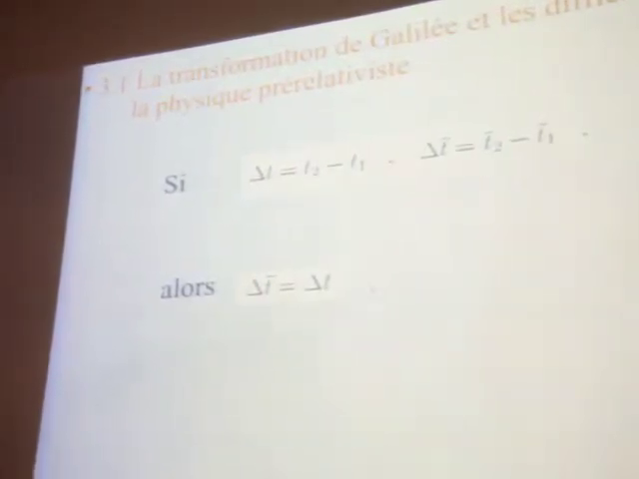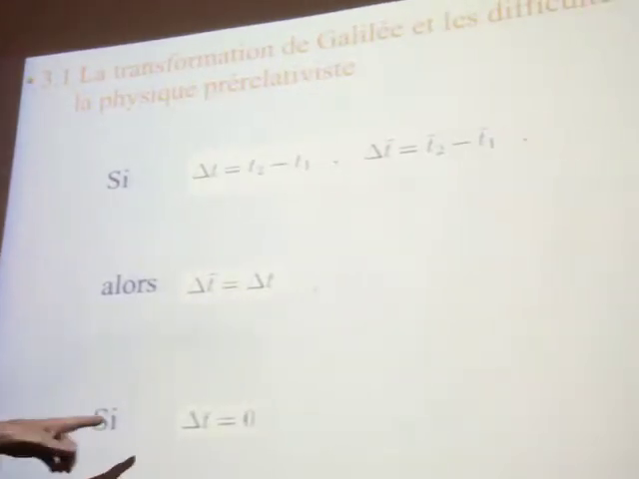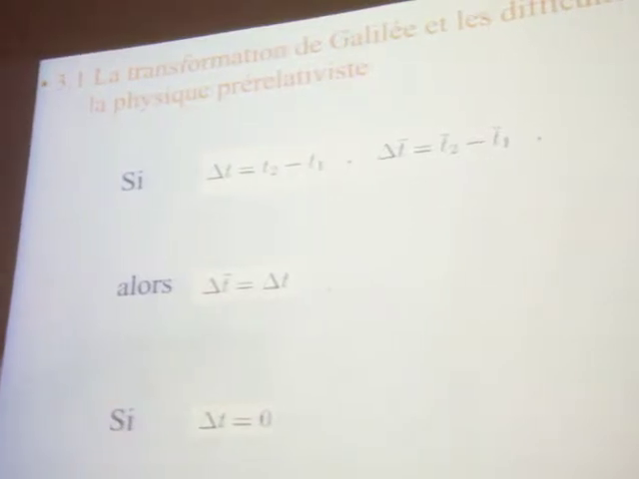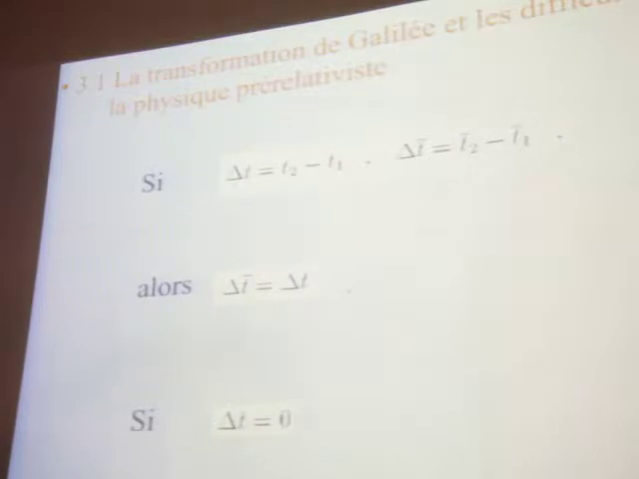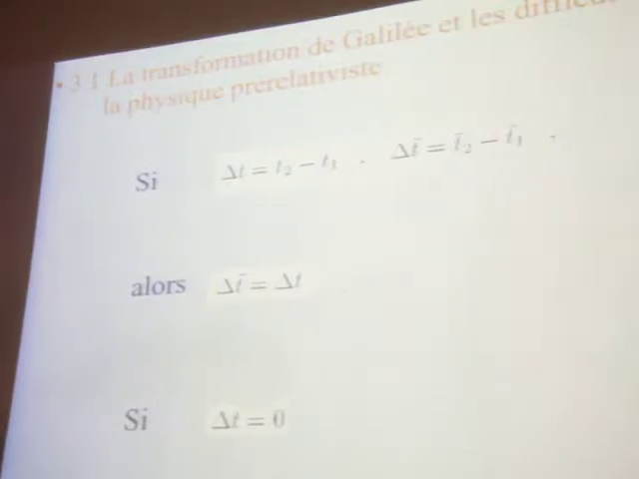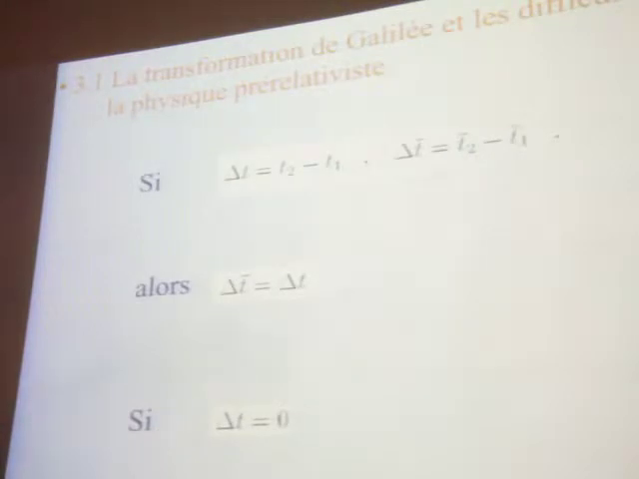Okay. Well, the slides are in French, but there are so many equations that you will have no difficulties, okay? In particular, if two events are simultaneous with respect to one reference frame, they are simultaneous in the other frame. And you will see in a moment that in special relativity, this is not true anymore.